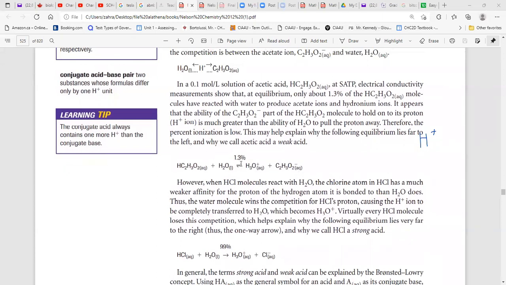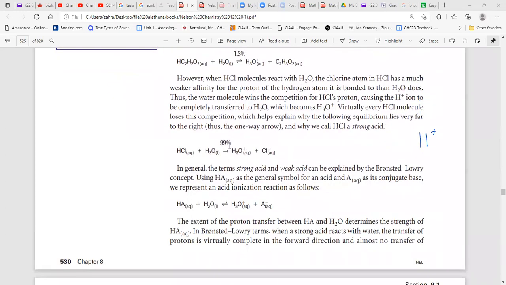So as you see, this reaction happens only 1.3%. It's a very low percentage that will go forward. Therefore, this is weak, as you see, it's losing hydrogen. It's a weak acid. That's why it's going both ways. But if 99% went forward, it means it's just a one-way reaction and it's a strong acid. So a weak acid has both ways. A strong acid is just a one-way reaction.